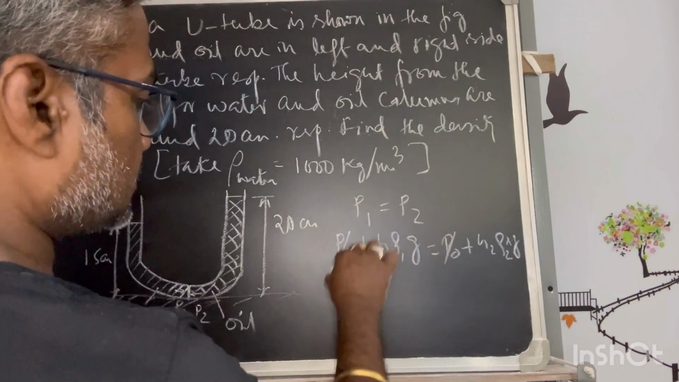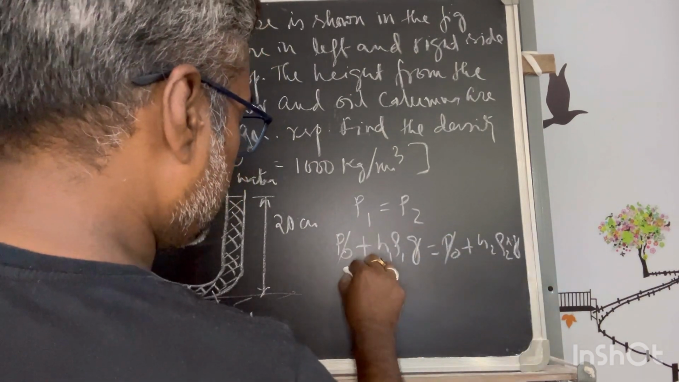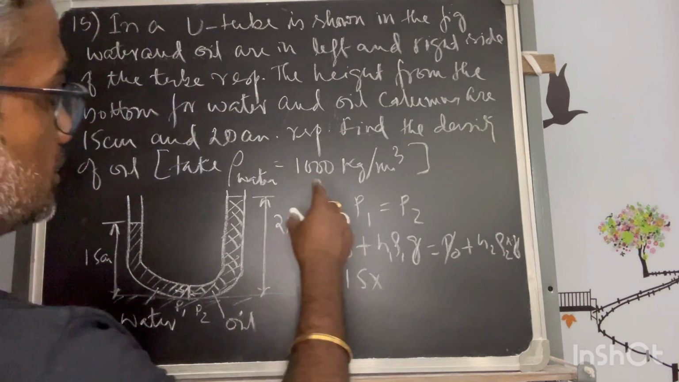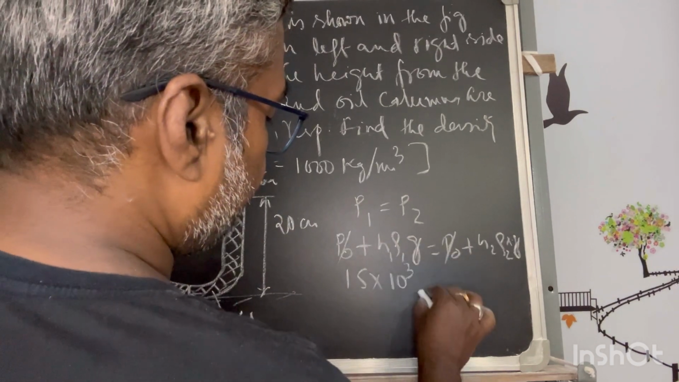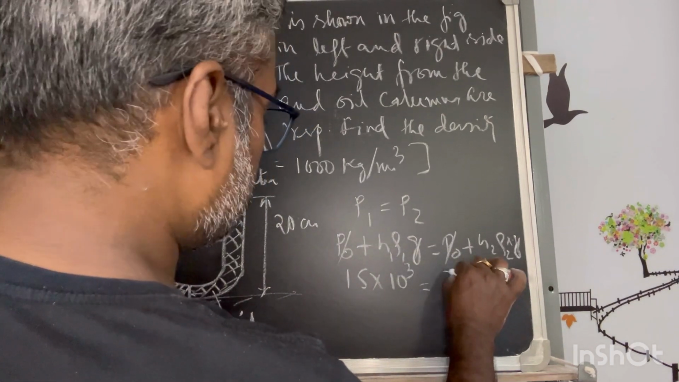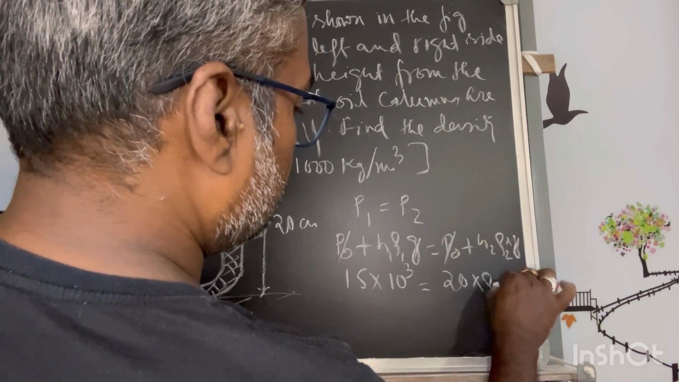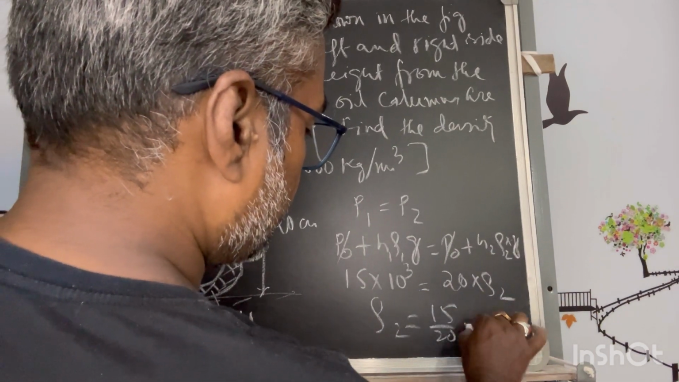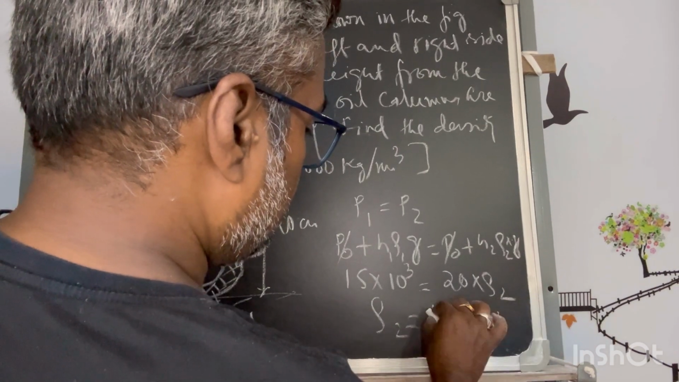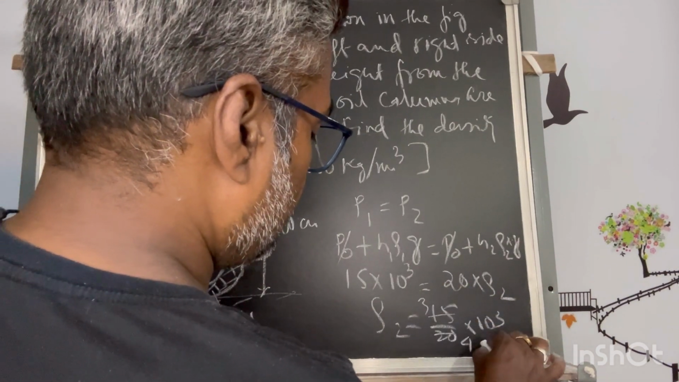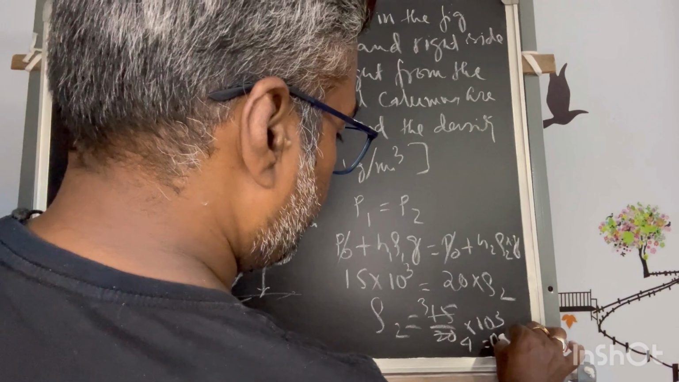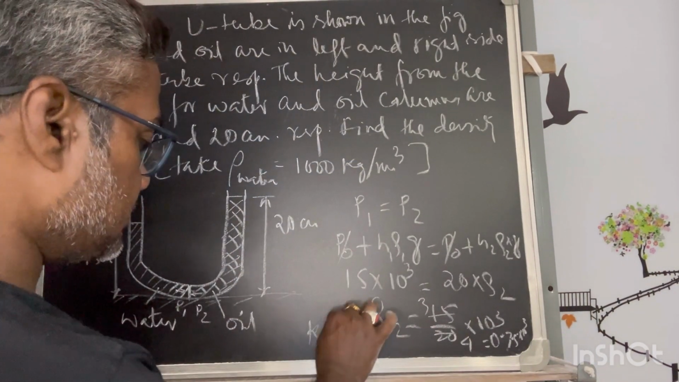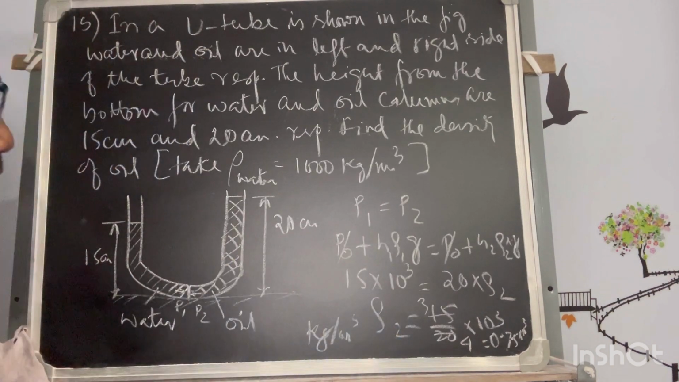So P0 is not taking part. H1 is 15 into rho of water, 1000 or 10 to the power 3, is equal to H2, which is 20, into rho 2, which you have to find. So rho 2 straightforward is 15 by 20 into 10 to the power 3, that means 0.75 into 10 to the power 3 kg per meter cube is the density.